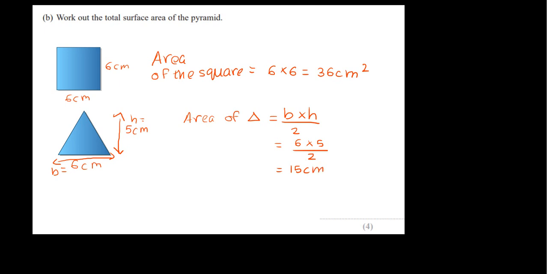Now it's a square base pyramid, so there's going to be 4 triangles, so their area is going to be 15 times 4, which is 60 centimeters squared. And then the total surface area is going to be 60 centimeters squared plus 36, which is the area of the triangles plus the area of the base, which is 96 centimeters squared. Okay, that's the total surface area. We'll move on to the next question.